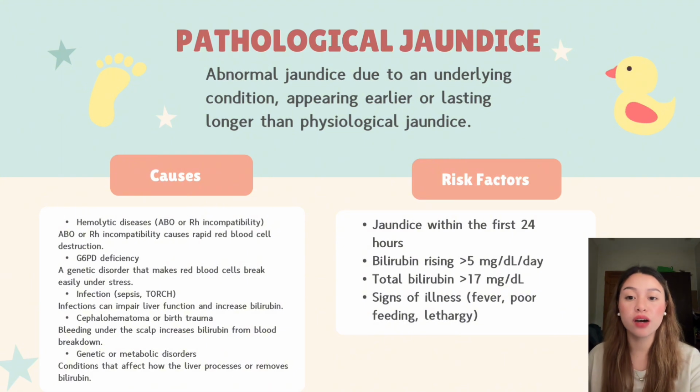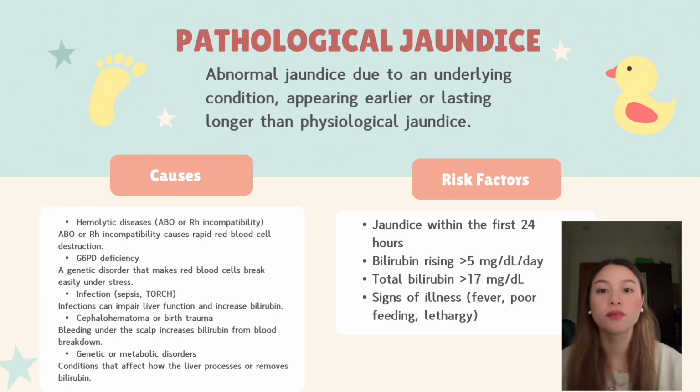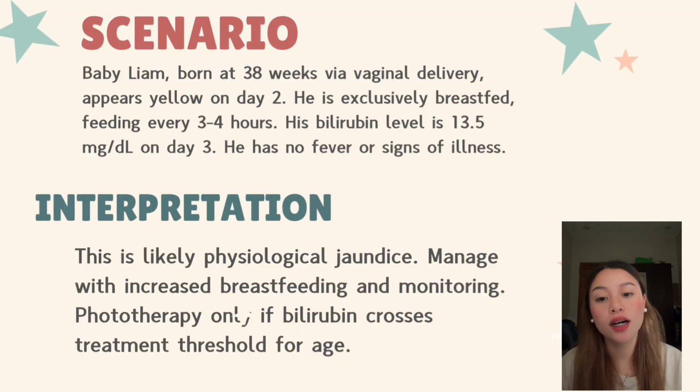Then for the risk factors: jaundice within the first 24 hours, bilirubin rising more than 5 milligrams per deciliter a day, and total bilirubin of more than 17 milligrams per deciliter. Then signs of illness such as fever, poor feeding, and lethargy, or unusual weakness of the baby. So I have here a scenario illustrating physiological jaundice.